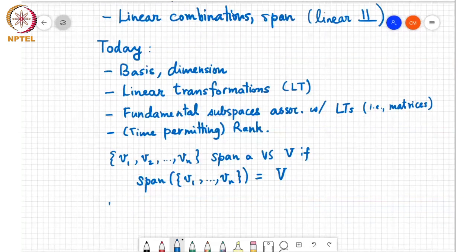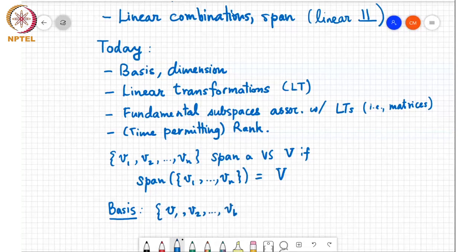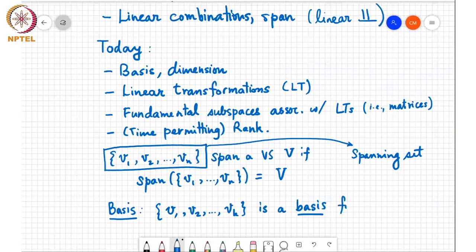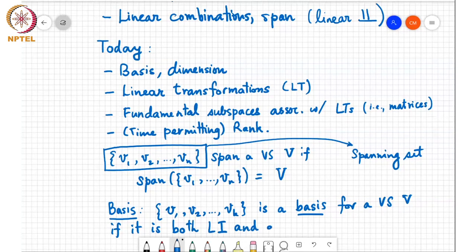So, basis. A set of vectors v1 through vk is said to be a basis for a vector space V if it is both linearly independent and spans the set V. In this case, we call this a spanning set. So a basis for a vector space V is a set that is both linearly independent and a spanning set.